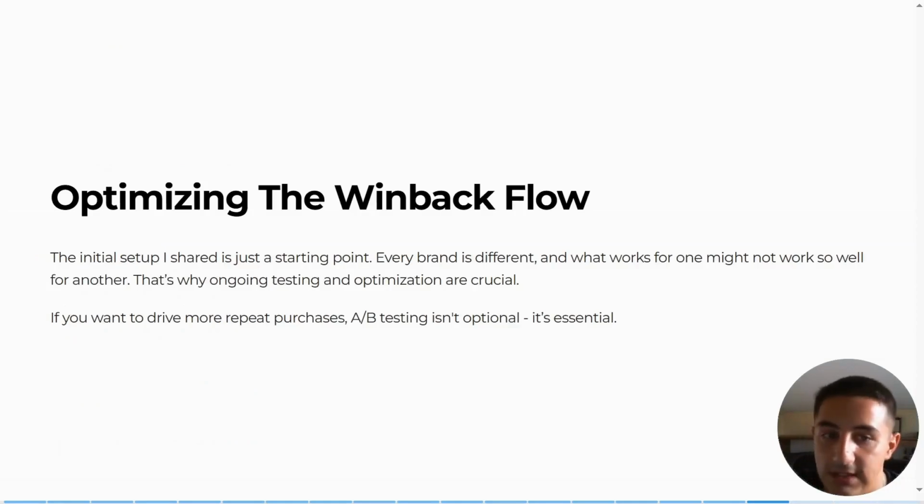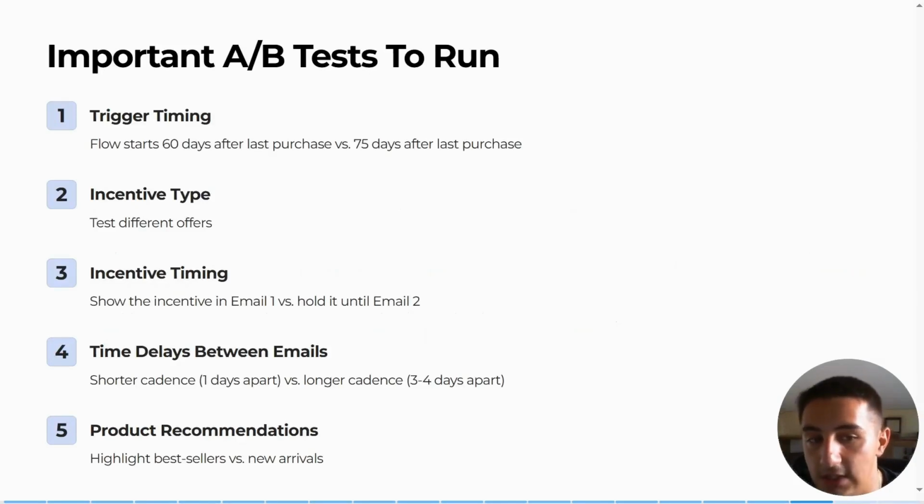Below are just a few examples of high leverage A/B tests to run so that you can take your flow from good to great. So there are a few key things you can test. First is the trigger timing. So do you start the flow 60 days after the last purchase or wait 75? Next is the type of incentive. So for example, does a percentage discount work better than a $1 off discount? Or maybe free shipping or a free gift drives more conversions.